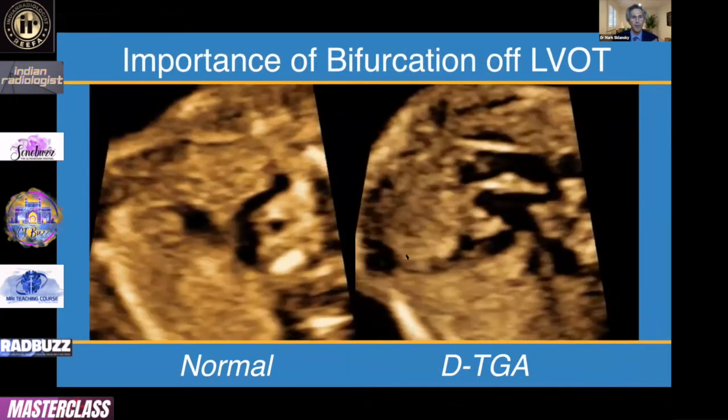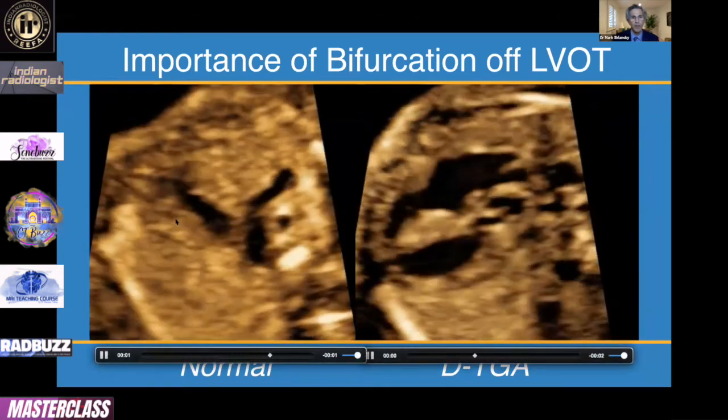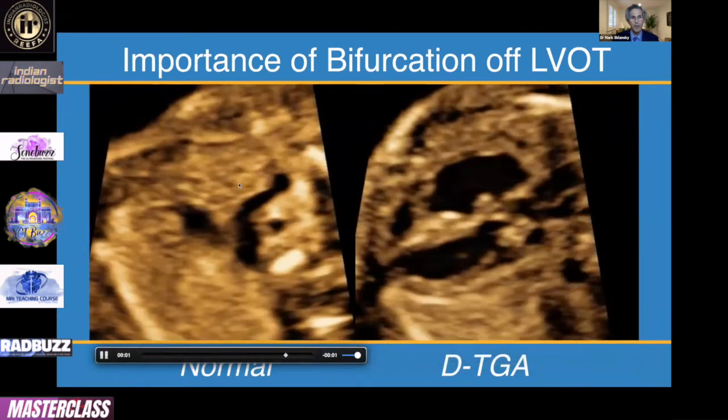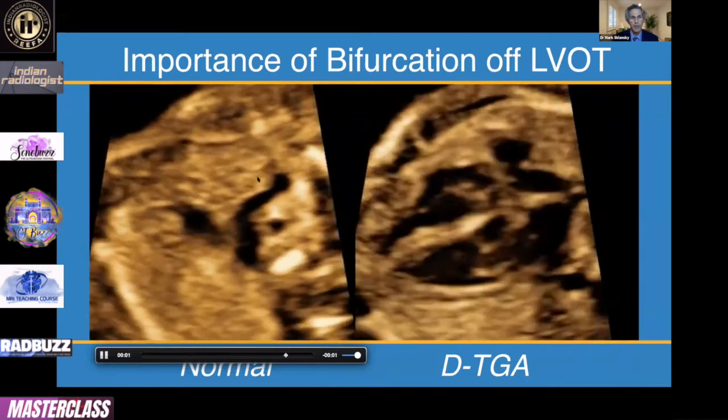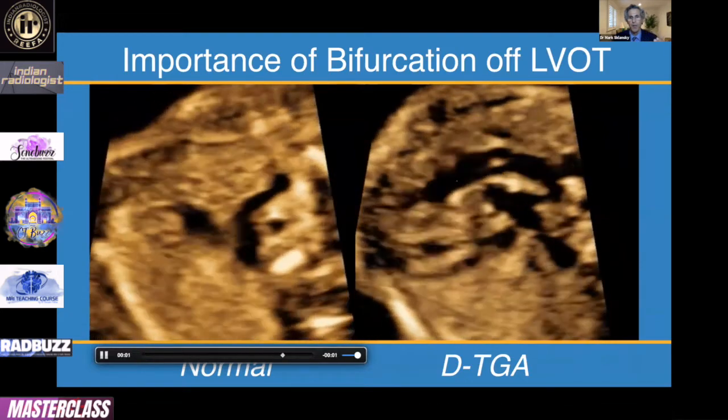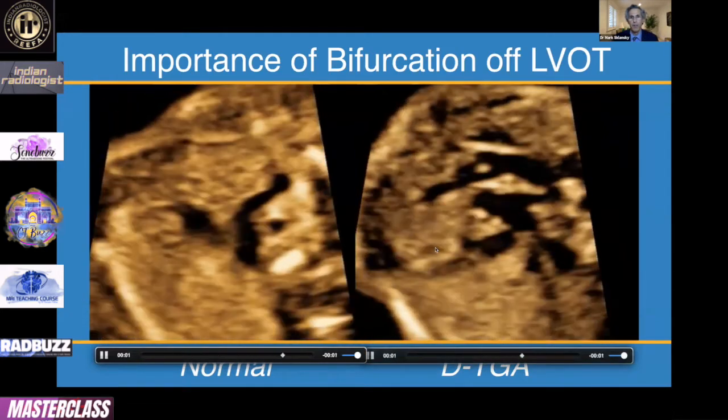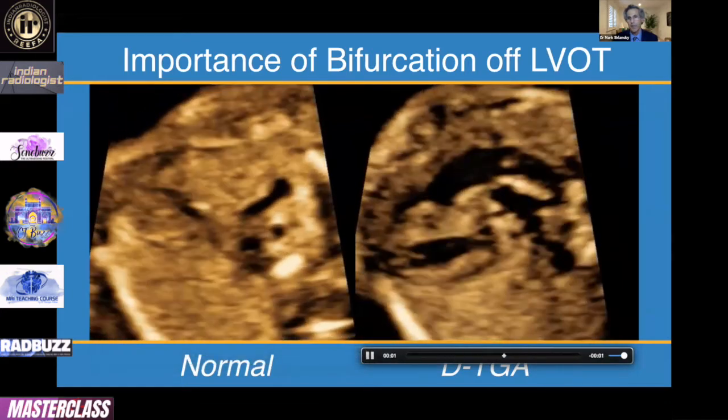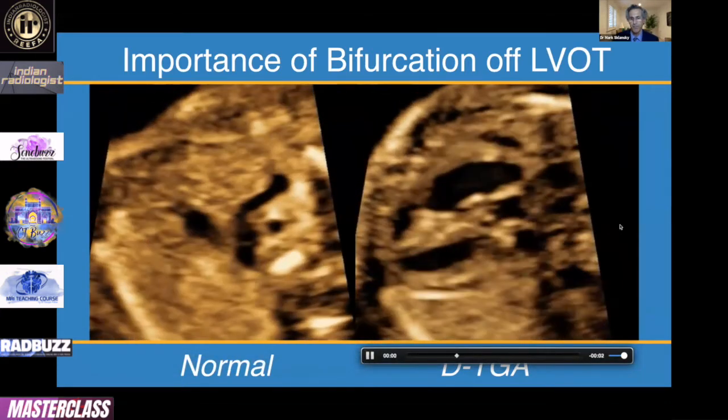As I mentioned before, here on normal, the LVOT and the aorta cross, and you can see how it goes up all the way if you follow the whole sweep. Here on the right, you could see that what comes off the left ventricle, which is a PA, it actually bifurcates.